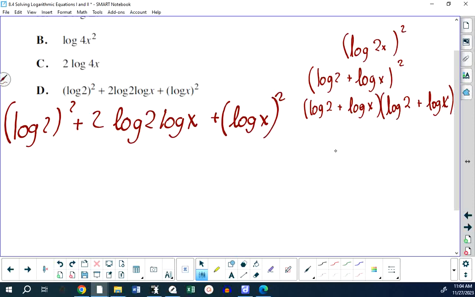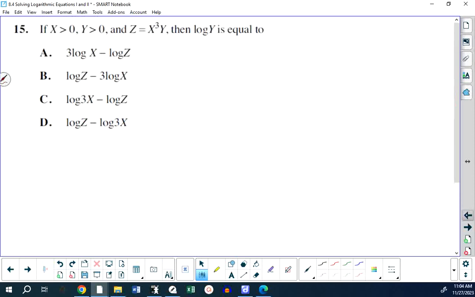Other questions? Go ahead. 15? So you've got all this parsley sprinkled on the fish here. x is greater than 0, y is greater than 0, and z is equal to x cubed y. The reason why x and y have to be greater than 0 is because they're going to appear as arguments in a logarithm, and you can't take the log of a negative or of 0. So what is log of y equal to?